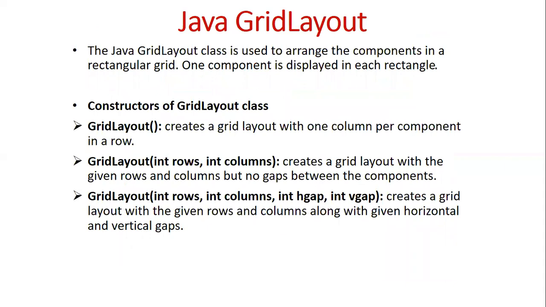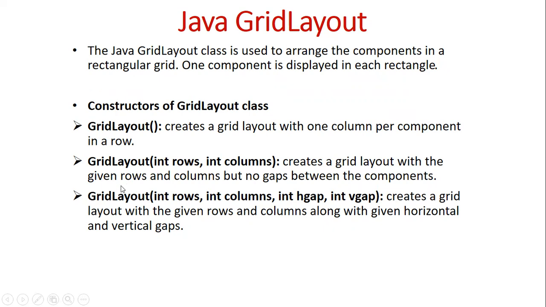Now we are going to see the second type of layout. The second layout is the grid layout. The Java GridLayout class is used to arrange the components in a rectangular grid. One component is displayed in each rectangle. Here we have 3 types of constructors. The first constructor is the constructor without any argument. It creates a grid layout with one column per component in a row.